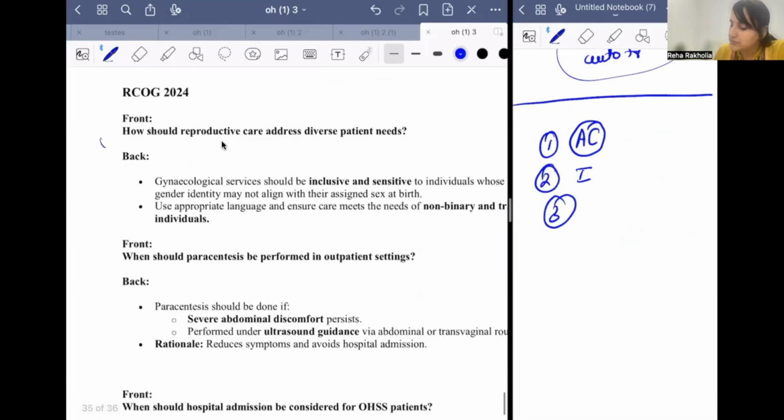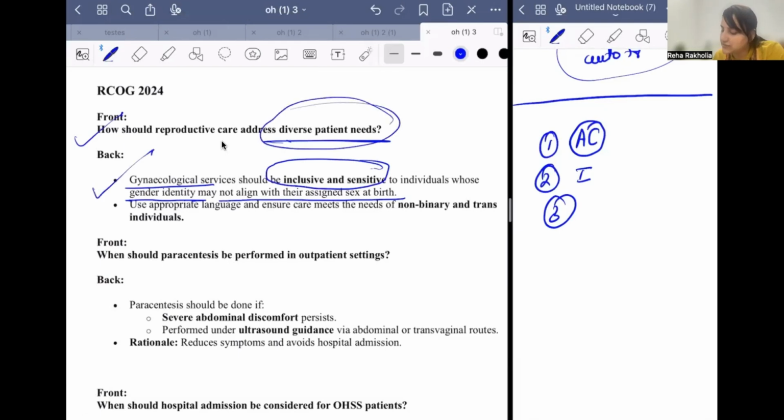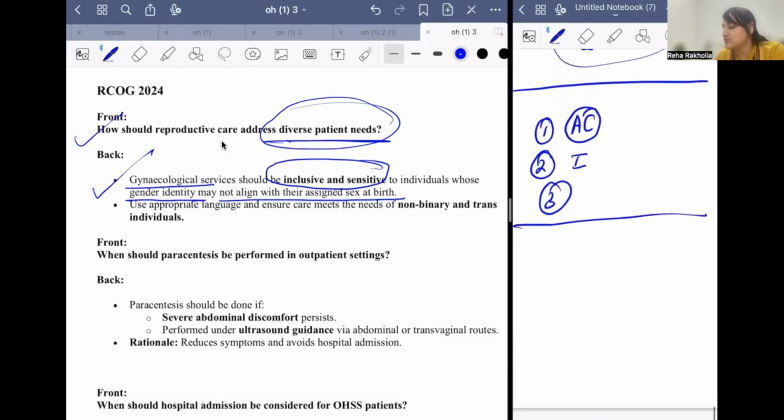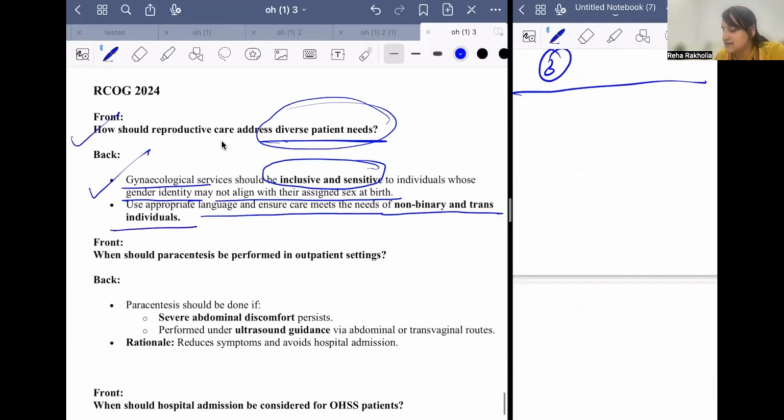Now, how should reproductive care address diverse patient needs? Gynecologic services should be inclusive and sensitive to individuals whose gender identity may not align with their assigned sex. With diverse patient needs, we'll have to look for transgender patients and be sensitive and inclusive to them. Use appropriate language and ensure care meets the needs of non-binary and trans individuals.